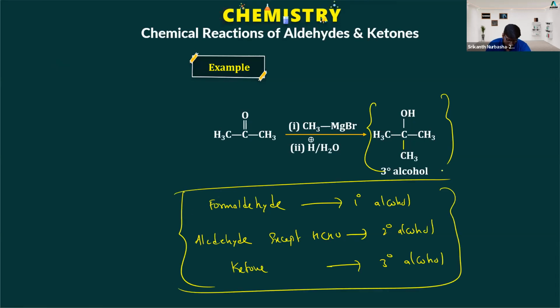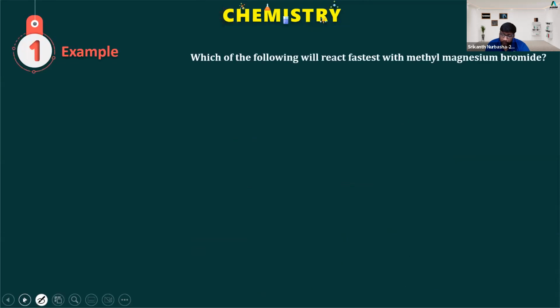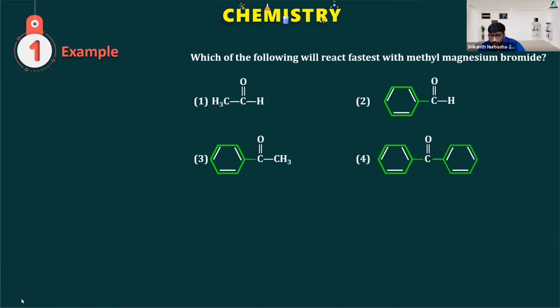Try to solve this question. Which of the following will react fastest with methyl magnesium bromide, CH3 MgBr? Which will react fastest?